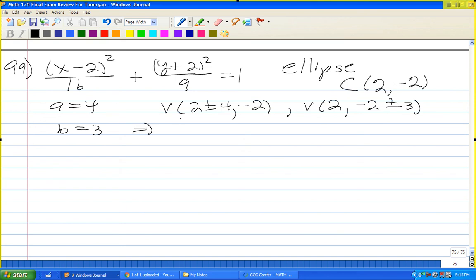So let me list the vertices. The vertices are at negative 2, negative 2; 2 plus 4 is 6, negative 2; negative 2 minus 3 is negative 5; and negative 2 plus 3 is 1. And so let's do this.